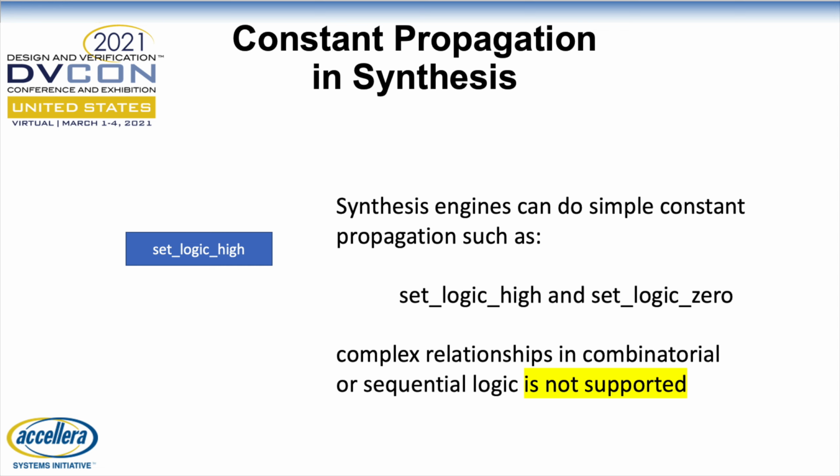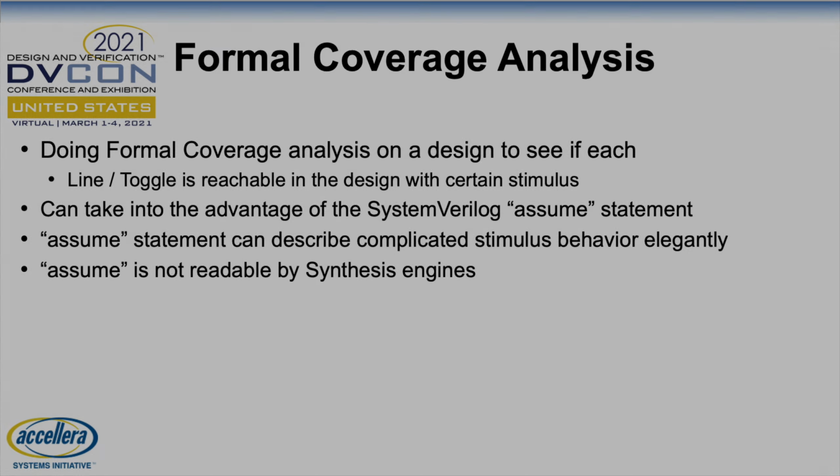Constant propagation does have the problem that it's constants. It's not complex relationships between signals. For example, you couldn't say that there's a one hot input signal. And you definitely couldn't do something saying that this signal is 3 1s in a row followed by 3 0s in a row. And those relationships could not be used to simplify the design.